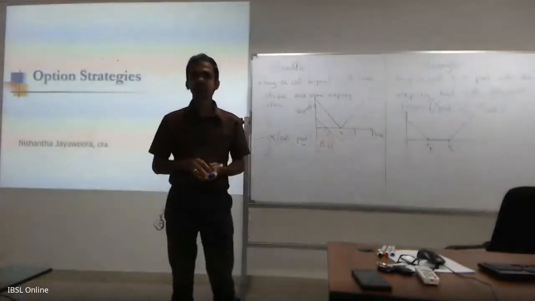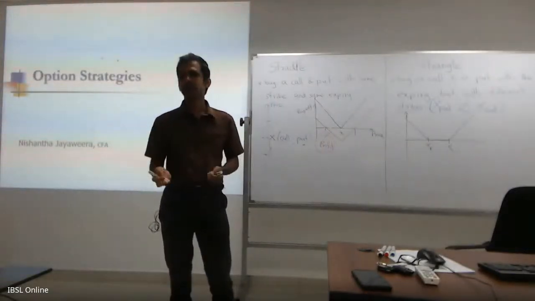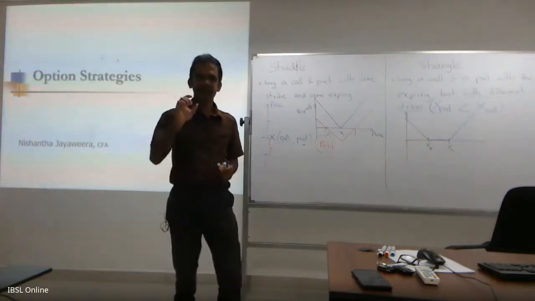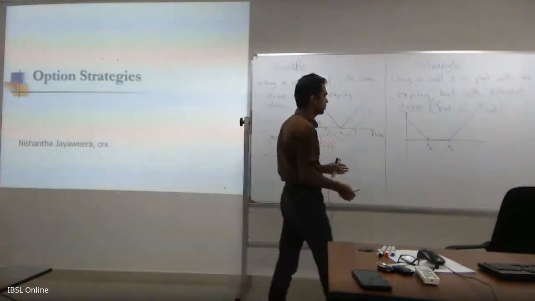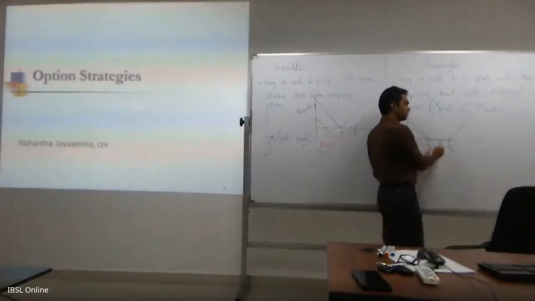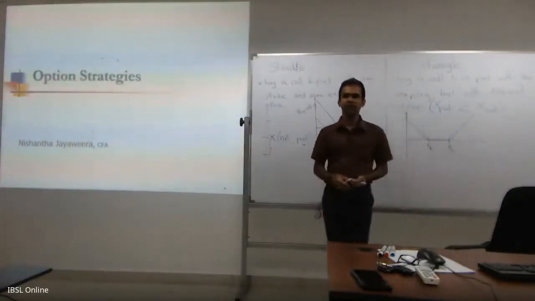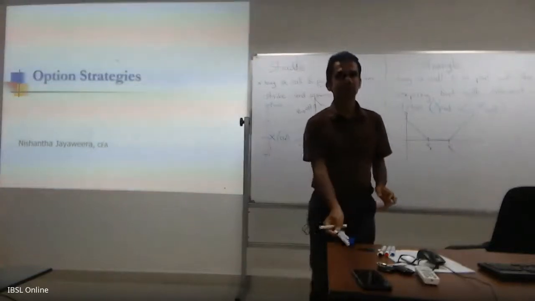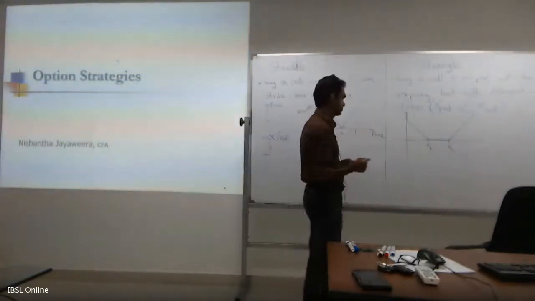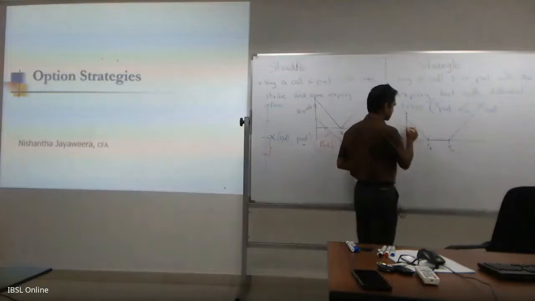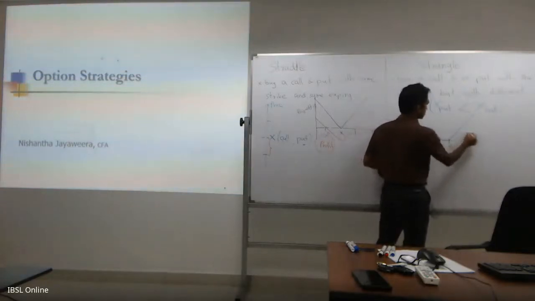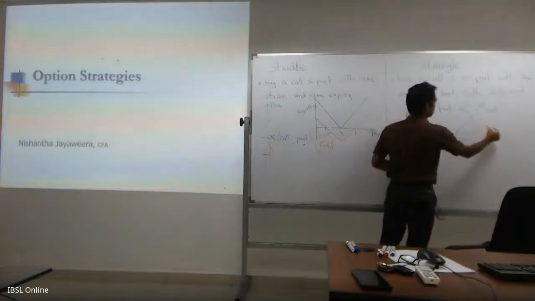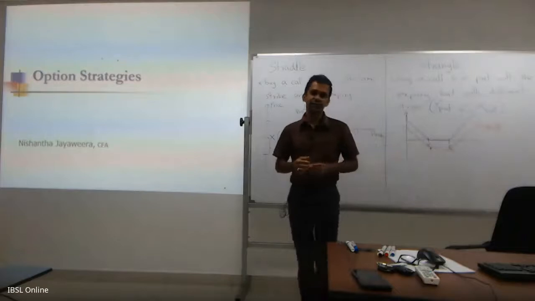But still, to get this, we have to pay a premium, but the premium may be less now. Because most probably both of these options are out of the money options, so the premium will be low. So this will be the profit side.